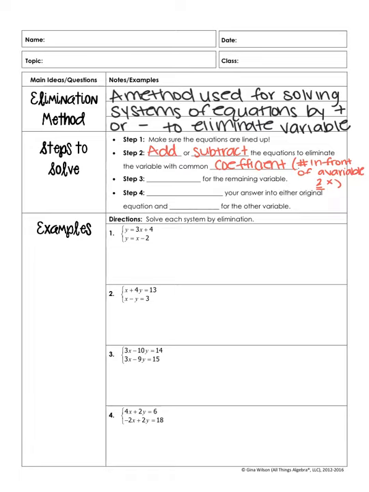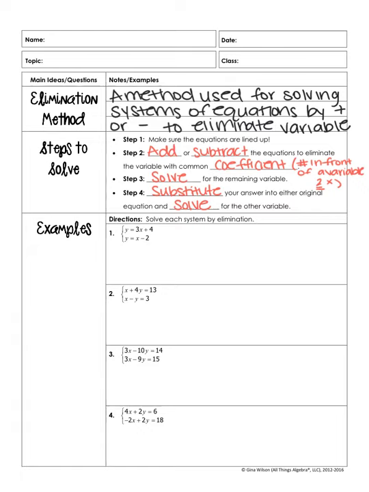Step 3 is to solve for the remaining variable, and step 4 would be to substitute the answer you just found into either original equation and solve for the other variable, which is what you've seen with substitution, where we would maybe find y and plug y in to figure out our x, or vice versa.